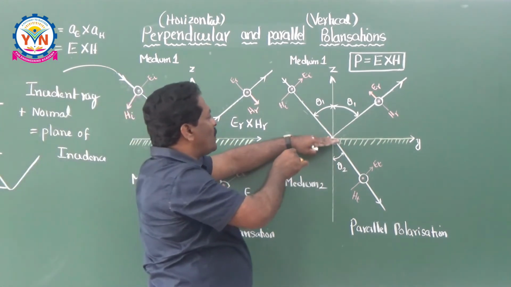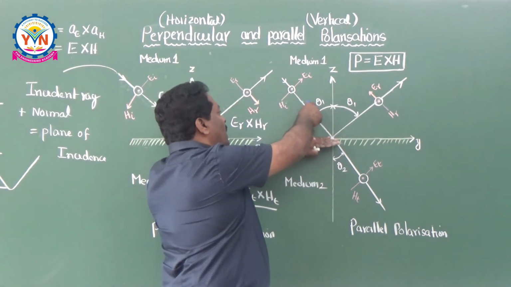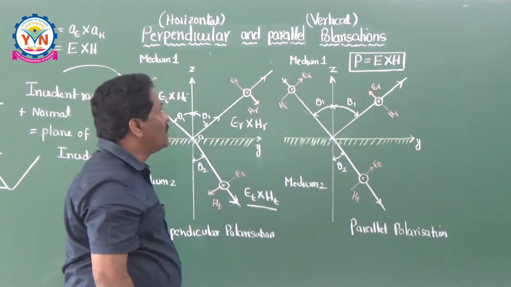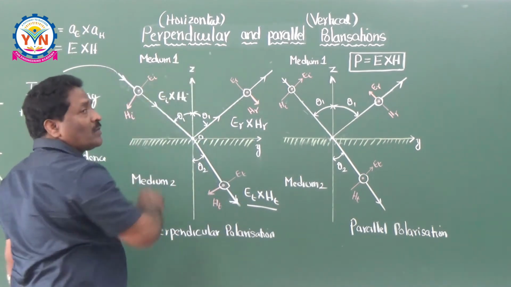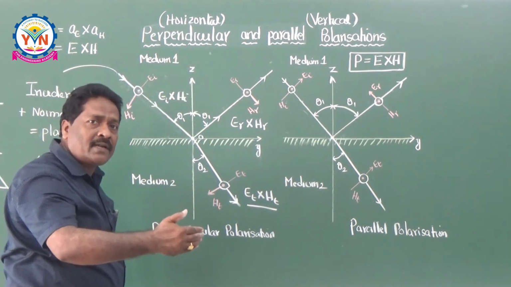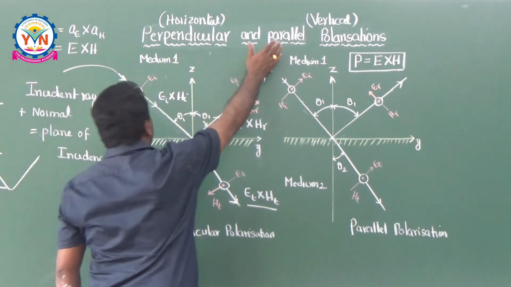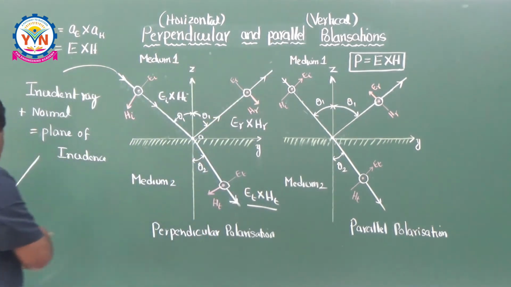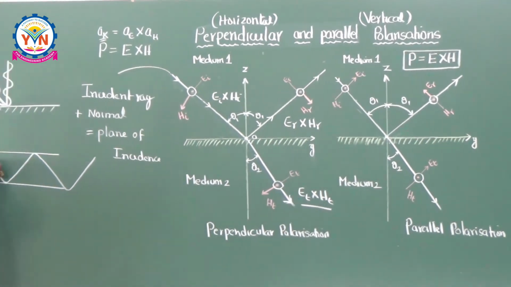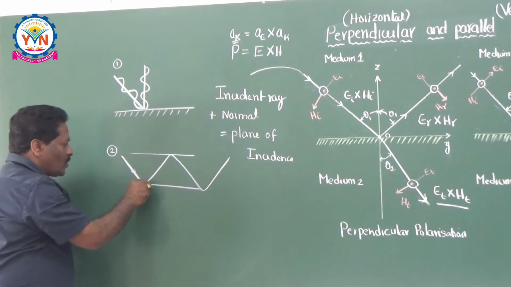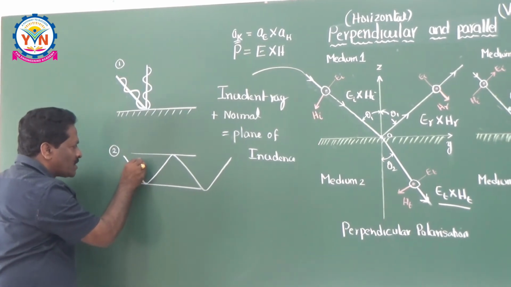And with respect to this boundary surface, if it is perpendicular like this, it is called vertical polarization. So from now onwards, there are two types of polarizations you have to remember whenever the wave is propagating from one point to the other point. It may be perpendicular or it may be parallel. But coming to practical communications, always remember you have to use vertical polarization only.